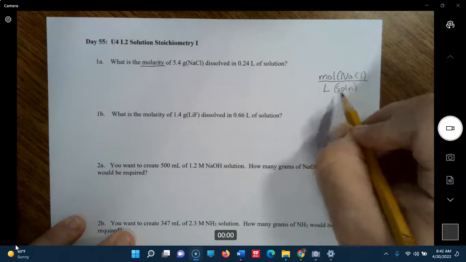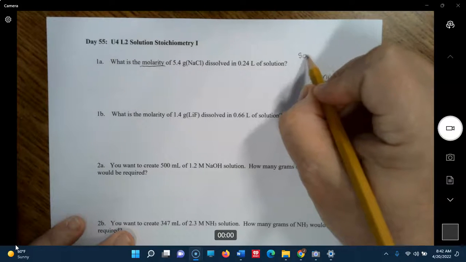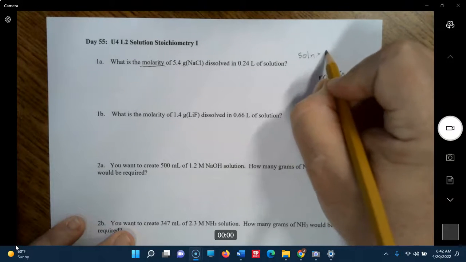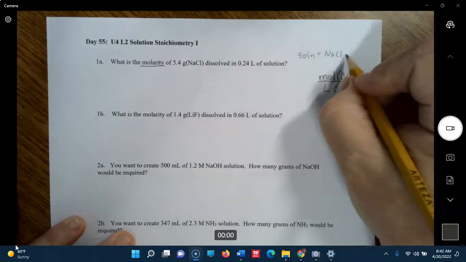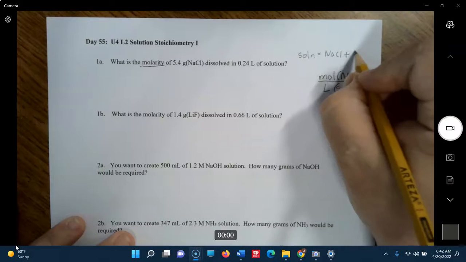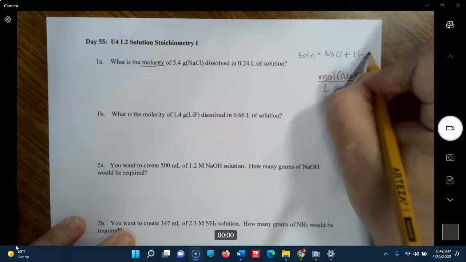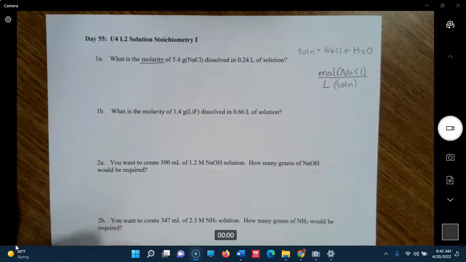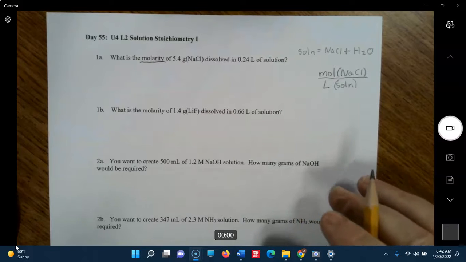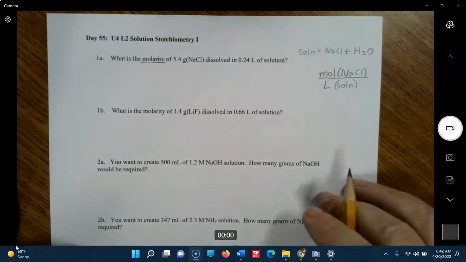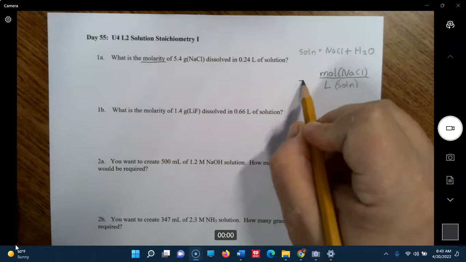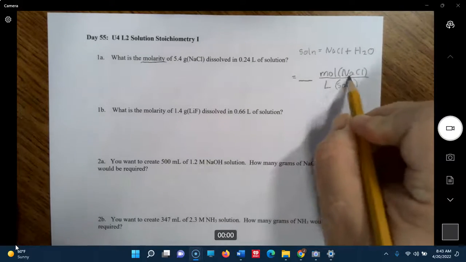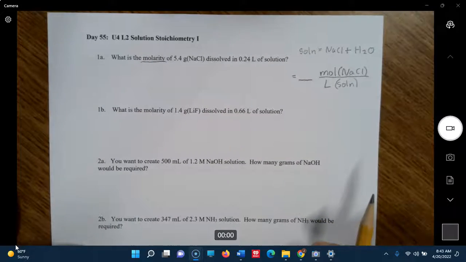Okay, and let's just remember what solution means. It's the NaCl, that's the solute, the smaller amount, plus what it's being dissolved into, and that's virtually always going to be water. I'm going to say always going to be water, unless there's really some exception. Okay, so that's the solution. All right. So this is your target. It's what you're trying to hit. You're trying to hit moles of NaCl on the top, liters of solution on the bottom.